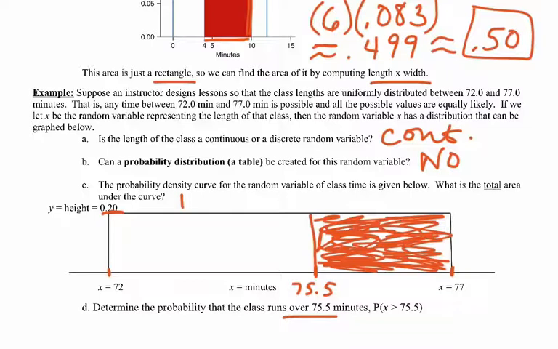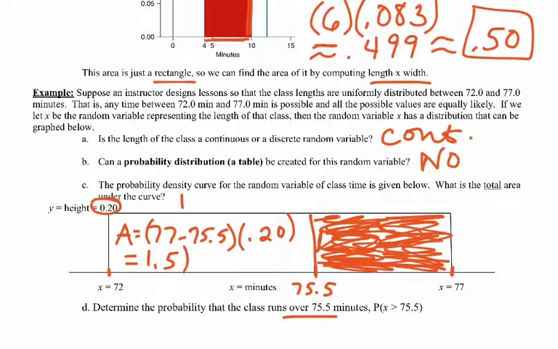The area is going to be the width, let me write it up in here because I'm short on space. The width would be 77 minus 75.5, times the height. The height, of course, is this number right up here. That's how tall we are on the y-axis. That's 0.20. So that's 1.5 times 0.20, and I'm getting about 0.30. So there is a 30% chance, remember that's a percentage, there's a 30% chance that class will run over 75.5 minutes.